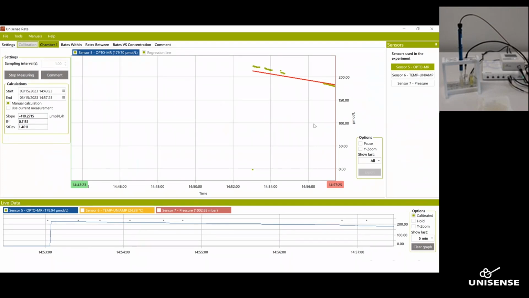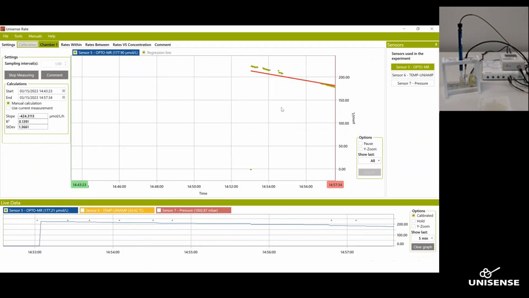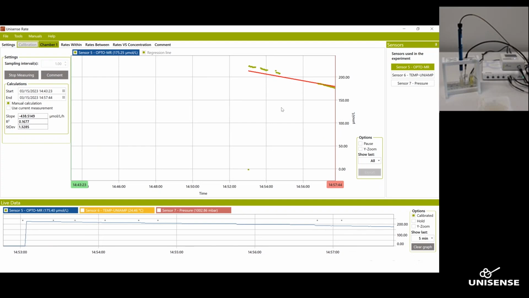You can see in the live window that the oxygen is decreasing, so the yeasts are using up the oxygen inside of the chamber. And because the chamber is completely closed, at some point the yeast cells will have used up all the oxygen inside of the chamber.